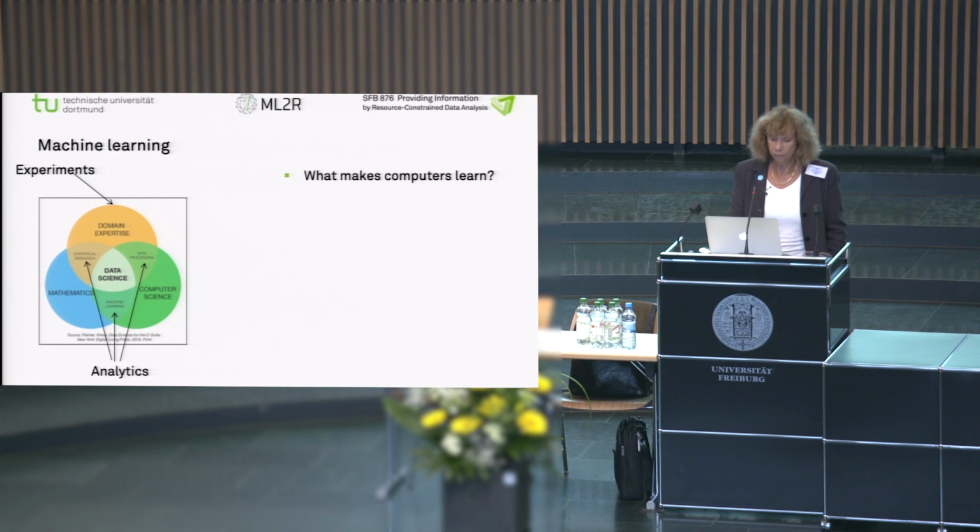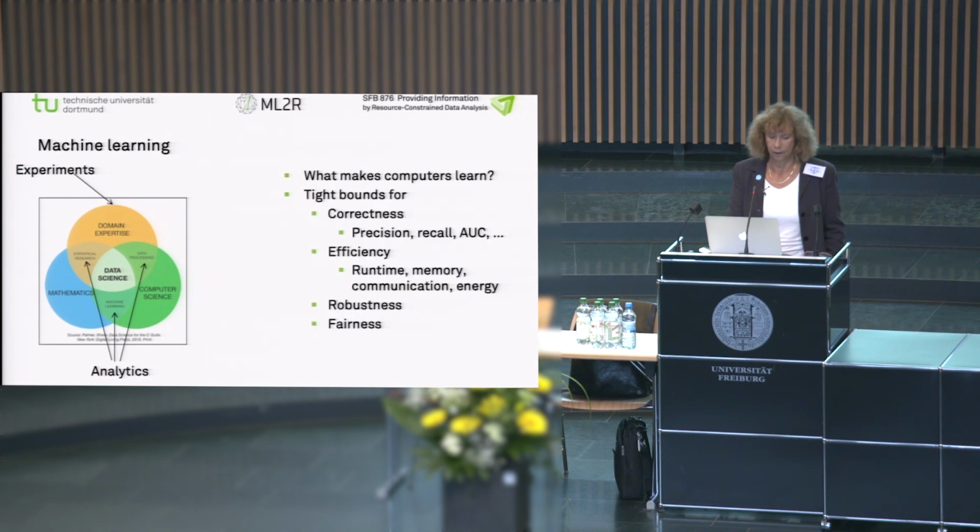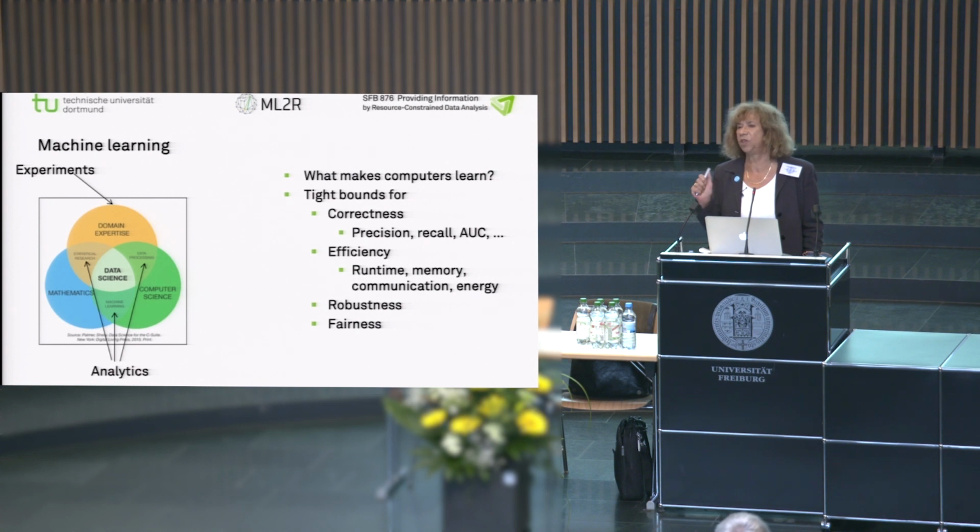So what makes computers learn? We have to know that. And we have to give tight bounds for the correctness, for the efficiency and for the robustness. Robustness here, I mean, if you make little changes in the data, the model should also change only a little. It should not be the case that a little change in data, like in deep learning currently, you just change one pixel and out of the blue a fox becomes a windmill or something, right? It can be completely different.